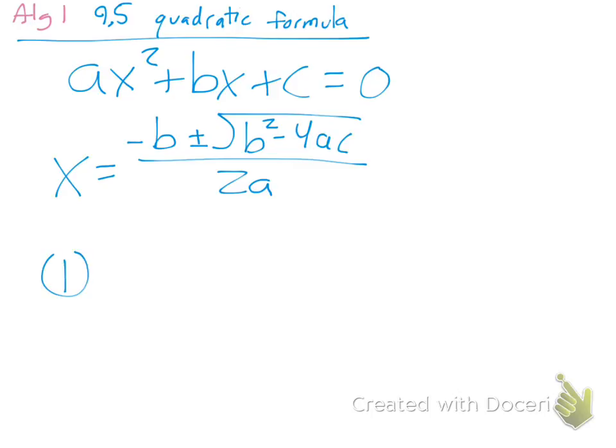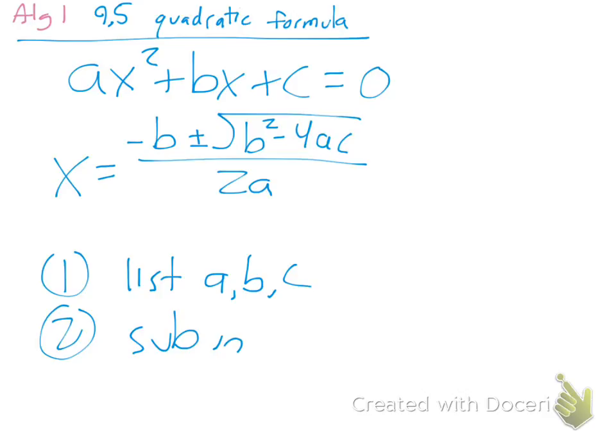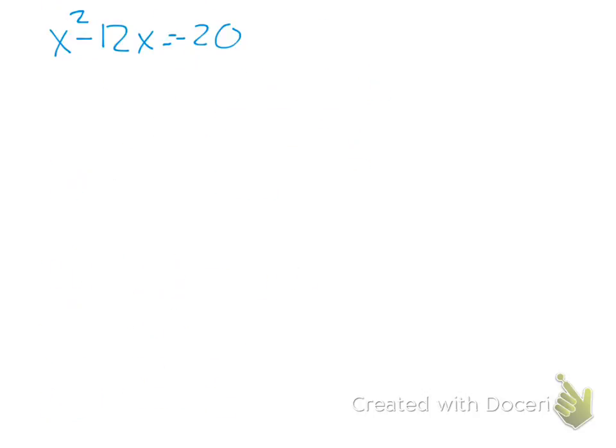So my first step I want you to do: 1, list A, B, C. 2, sub in, and 3, solve. There are 3 situations here. You can have, just like before, 2 solutions, 1 solution, or no solutions. It matters how many times, because remember the solutions are where it crosses the x-axis. So where does it cross the x-axis? So let's attempt our first problem.